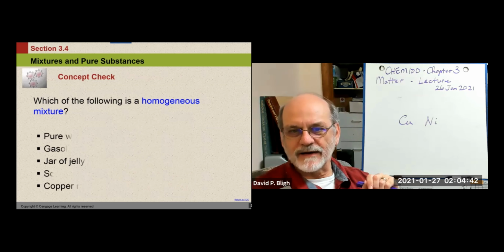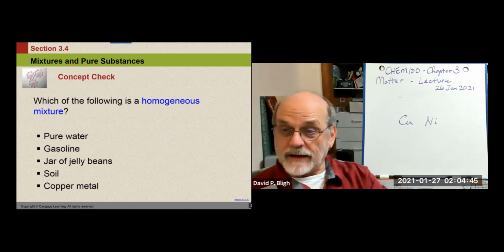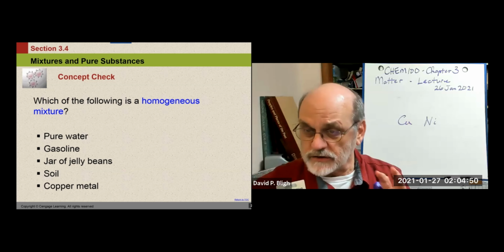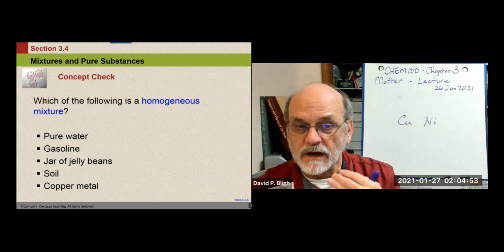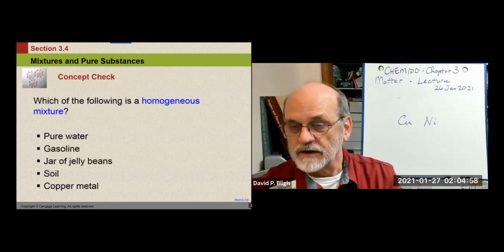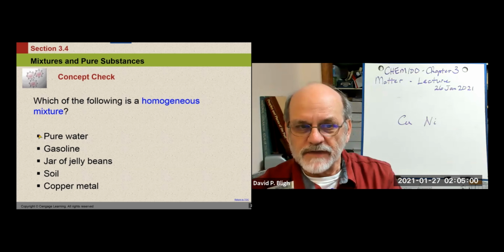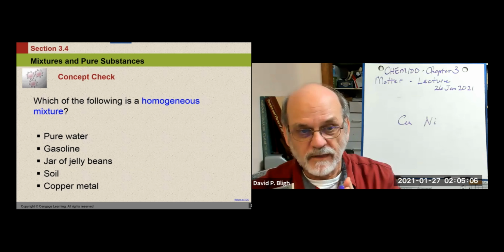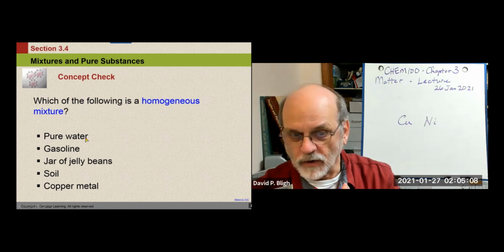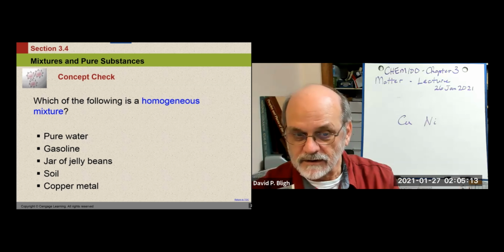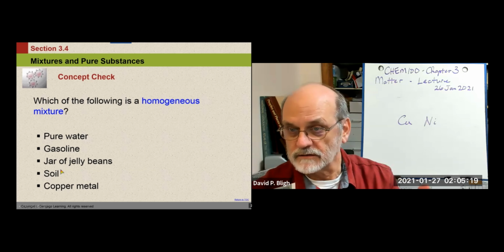So let's see if we can identify the homogeneous mixture. Okay, problem-solving technique, test-taking technique. When you see a question, when you've identified the question, work to eliminate possibilities. So we work backwards. These have to be mixtures. In order to answer the question, they've got to be mixtures. Pure water is not a mixture. Throw it out. Copper metal, not a mixture. It's a pure substance. Throw it out. So now all we have to do is decide which of gasoline, jelly beans, and soil are homogeneous.